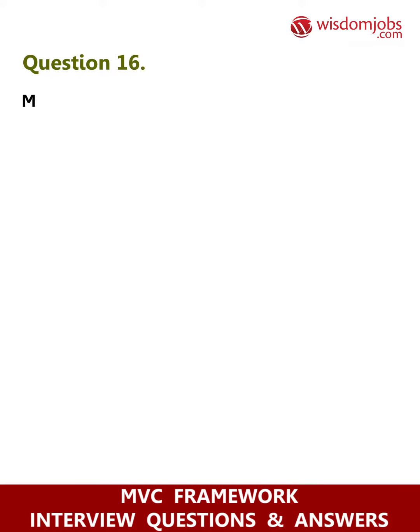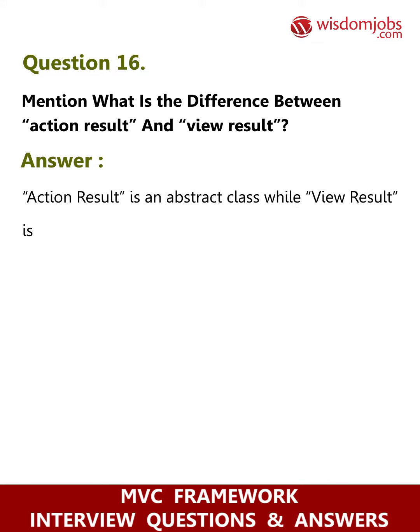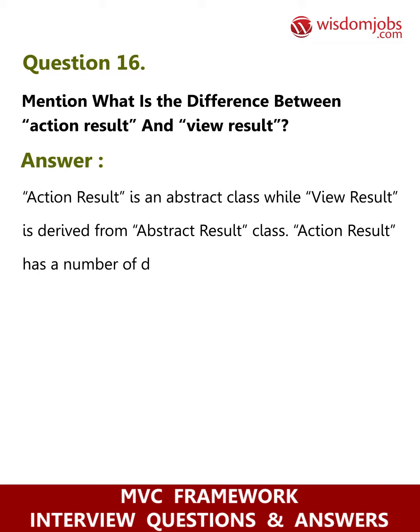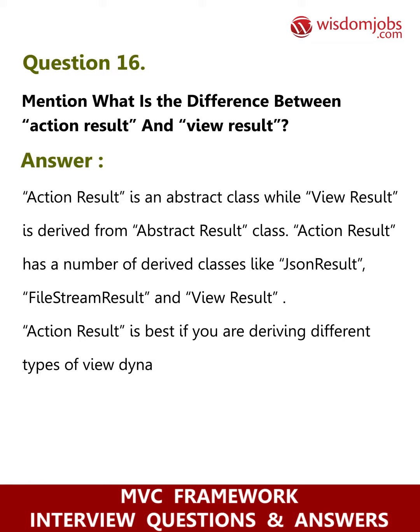Question 16. Mention what is the difference between ActionResult and ViewResult. Answer. ActionResult is an abstract class while ViewResult is derived from the ActionResult class. ActionResult has a number of derived classes like JsonResult, FileStreamResult, and ViewResult. ActionResult is best if you are deriving different types of view dynamically.